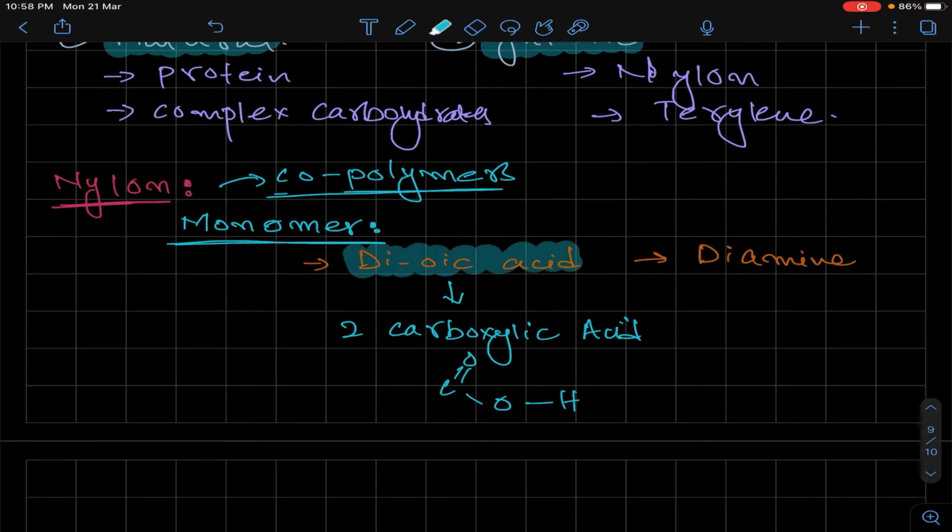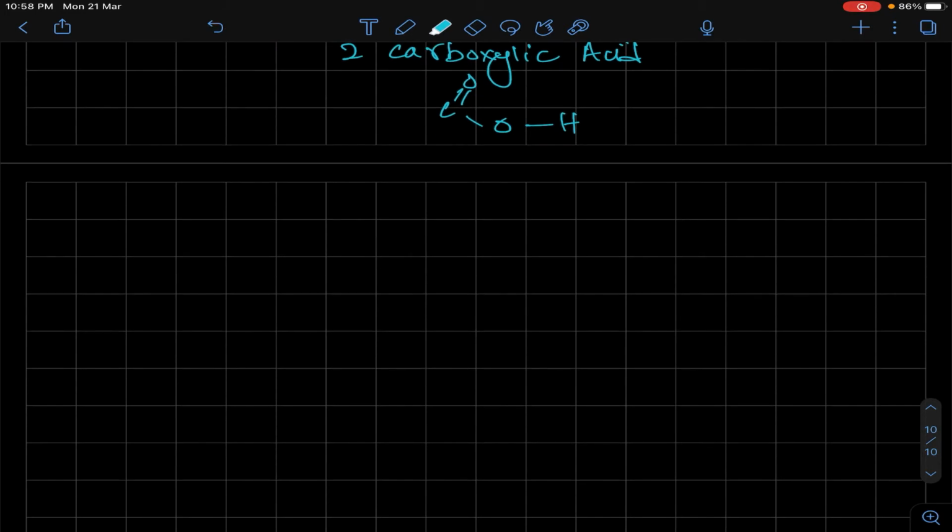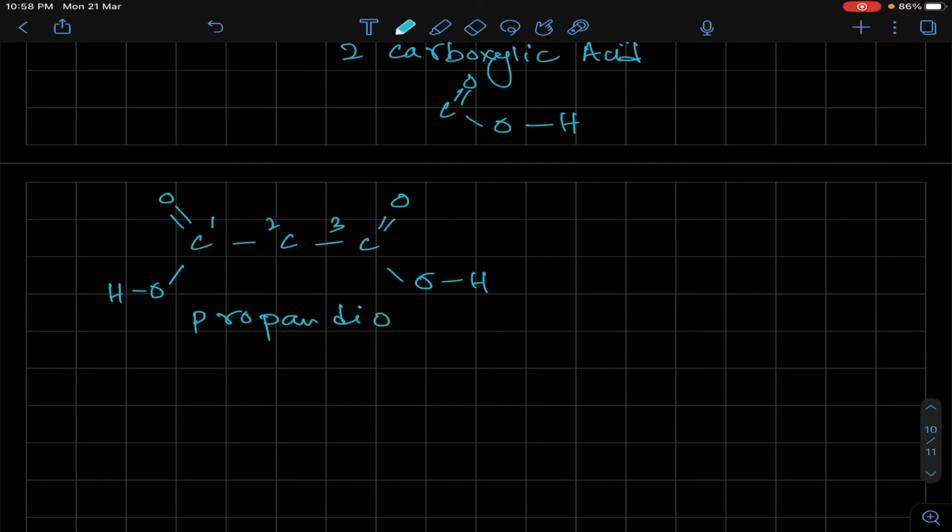So the number of carbon atoms does not matter here. Like you can have propane dioic acid. Let's just draw a few examples of dioic acid. Let's suppose 1, 2, 3. So this is one acidic group, this is another acidic group. So we can call it propane dioic acid because we have three carbon atoms in the chain. You can have butane dioic acid, 1, 2, 3, 4. You can have hexane dioic acid or heptane dioic acid, right?